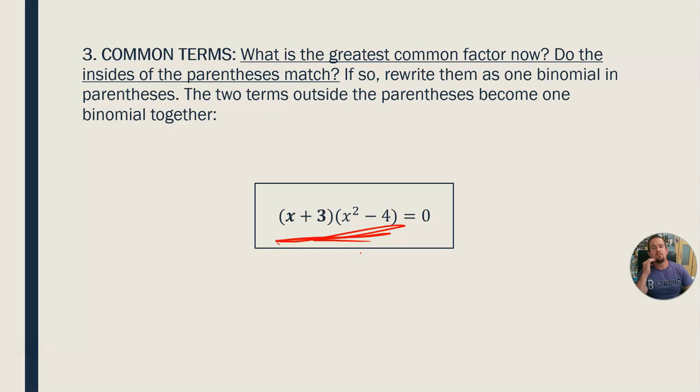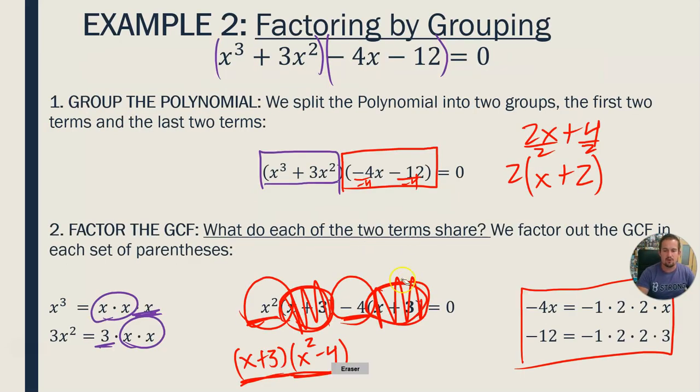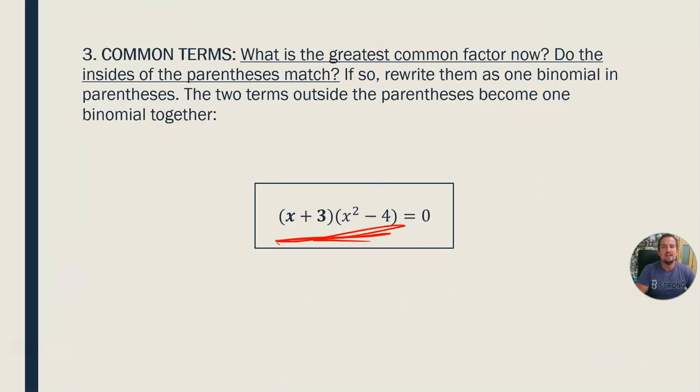Those parentheses, if I'm factoring by grouping, need to match. This x plus 3, this x plus 3, whatever's in those resulting parentheses has to match. If they don't, that means I either did the problem wrong or I can't factor by grouping. I have to use some other method for solving this polynomial. So I have x plus 3 times x squared minus 4 equals 0.